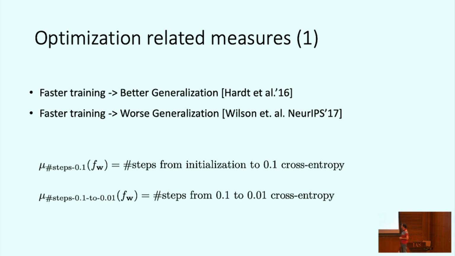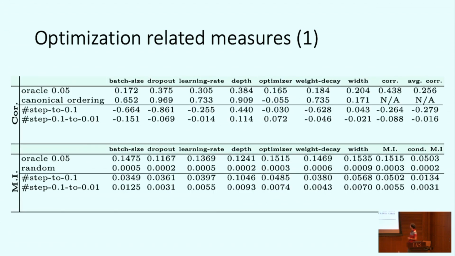And lastly, we also looked at a couple of measures that relate to optimization. There are two views here. One paper says faster training gives you better generalization. Another paper says faster training, as in the case of smarter optimization algorithms, gives you worse generalization. So we asked this question, and we looked at the number of steps you need to get to cross entropy 0.1, and the number of steps you need to get from 0.1 to 0.01. And then we wanted to see if there's correlation. There is actually negative correlation in the case of the number of steps to 0.1, which is interesting, and that says faster optimization means worse generalization in this case. And the other one was not correlated. So early in the optimization, the speed of optimization is indicative of generalization.